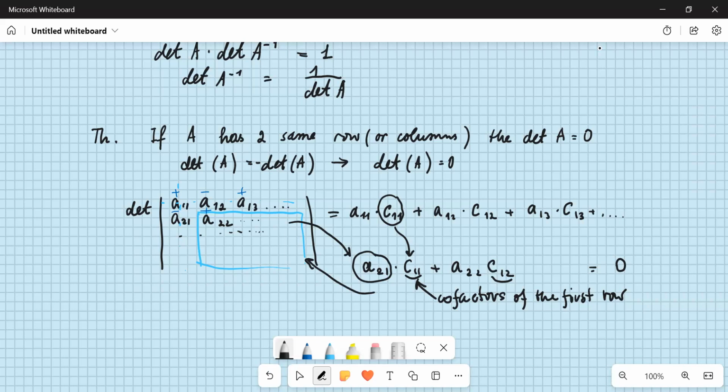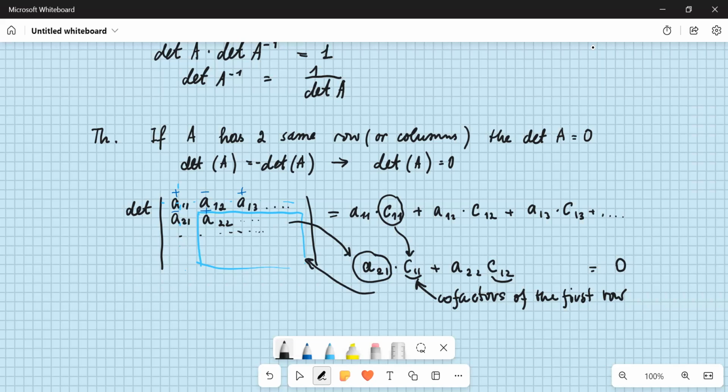So if they're cofactors of the first row, and you multiply them by elements of any other row, like the second row or third row or any other row, it's going to look like you calculate the determinant with two of the same rows. If you multiply them by elements of the second row, it's going to be like two second rows in the determinant, which is going to be 0. And for all other determinants, it's going to be the same.